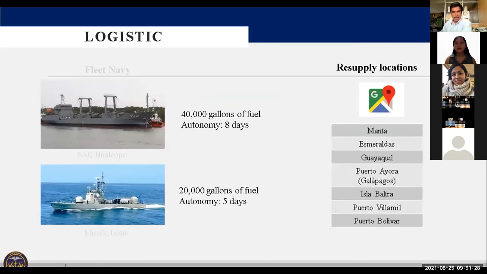In this part, we have logistics. Bayovar is the largest ship in the fleet of the Navy, with an autonomy of 8 days. And the smaller one is the missile boat, with an autonomy of 5 days. On the other side, as you can see, the resupply locations that the ships could have.